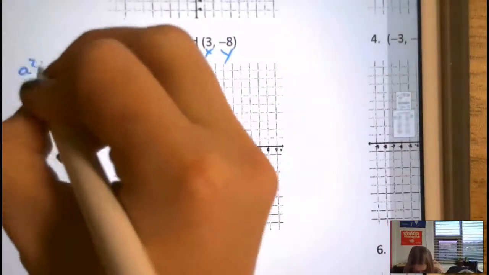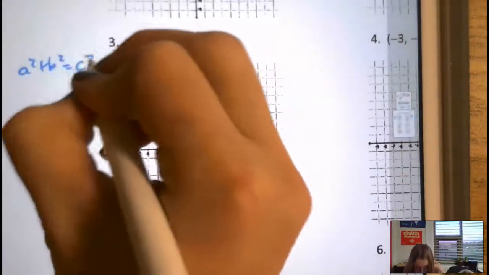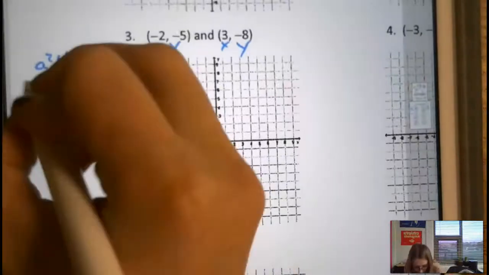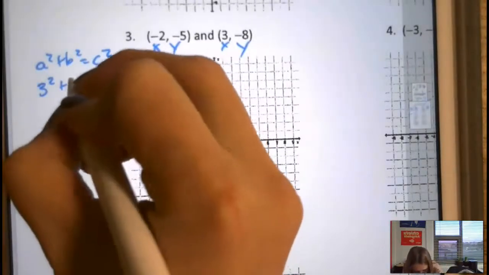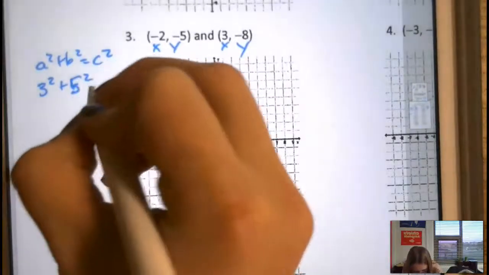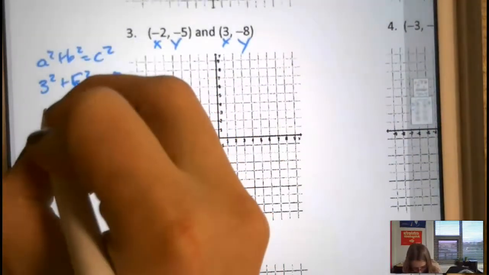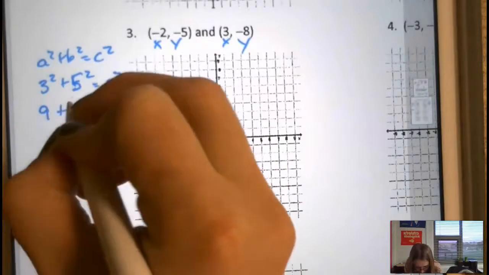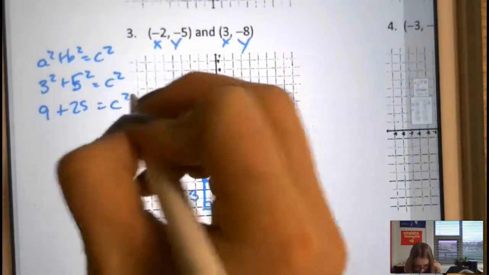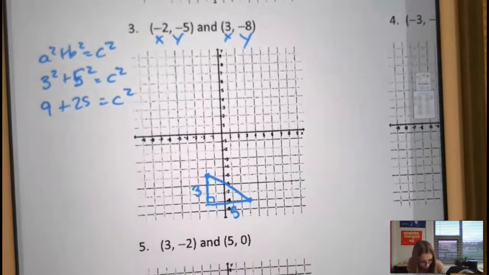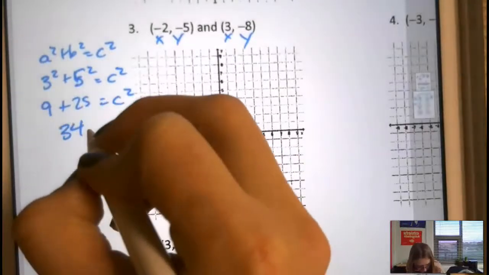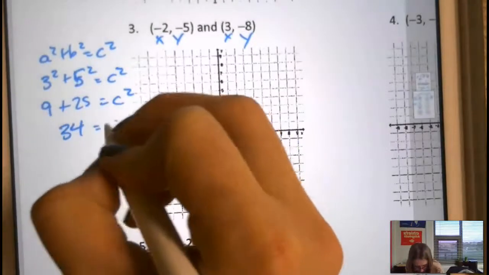Alright, so a squared plus b squared equals c squared. And we get 3 squared plus 5 squared equals c squared. Simplify those, and we get 9 plus 25 equals c squared. And then ultimately we have 34 equals c squared.